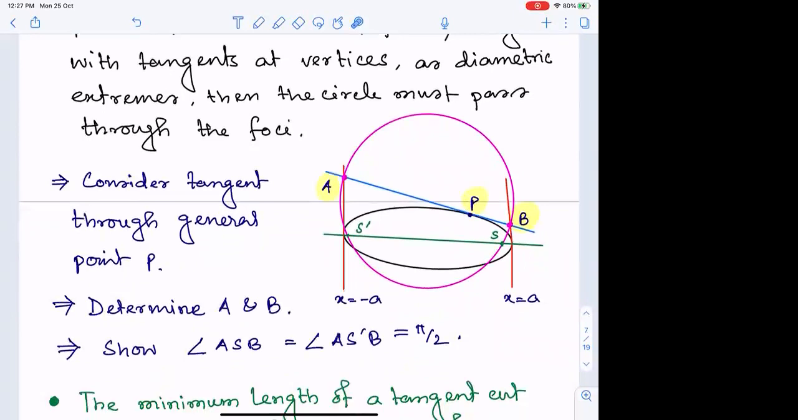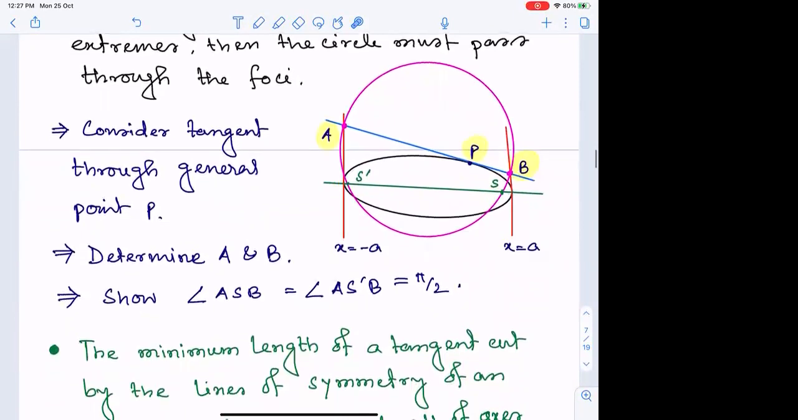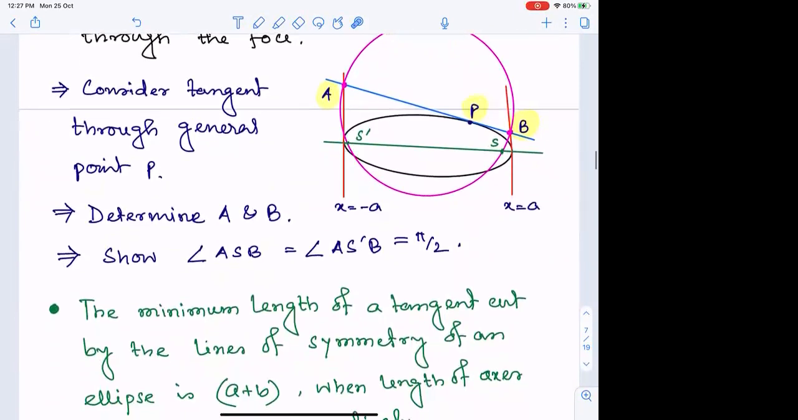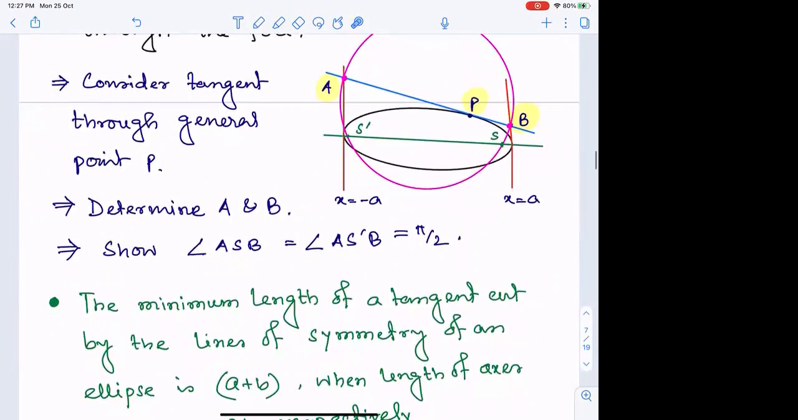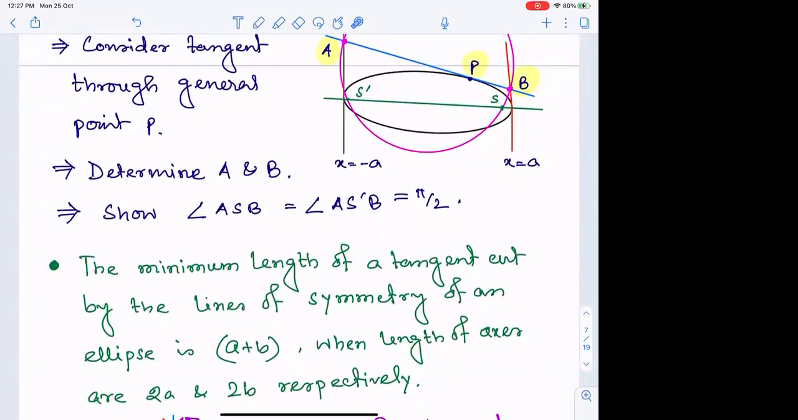Next, the minimum length of a tangent cut by the lines of symmetry of an ellipse is a plus b, when the lengths of axes are 2a and 2b respectively. So this is the next result, and a very, very important result. Even the way in which we will determine it will be responsible for some other forthcoming results also. So anyway, let us read again what has been given to us as the result.